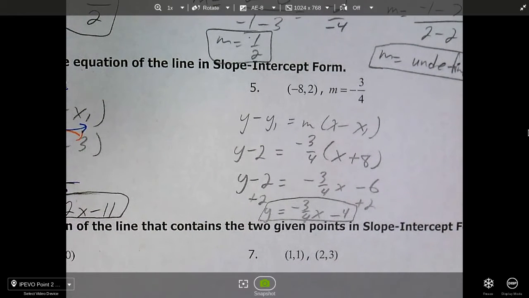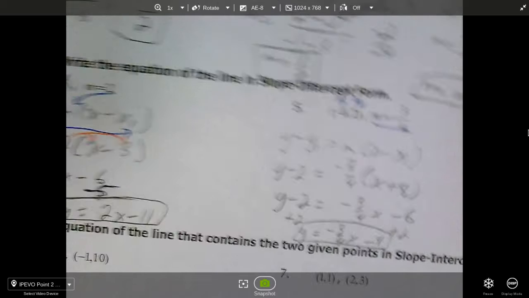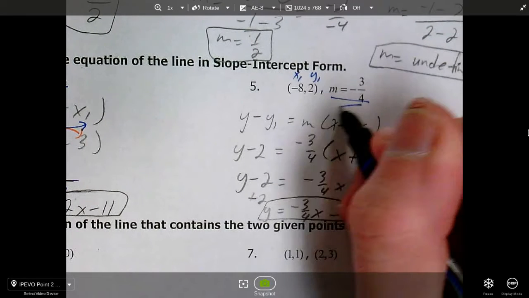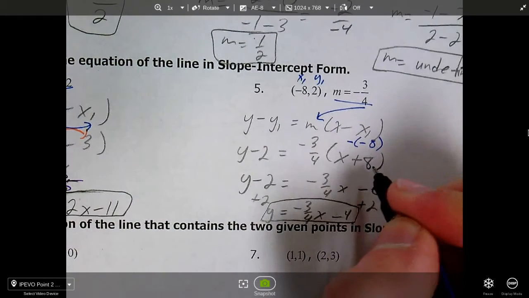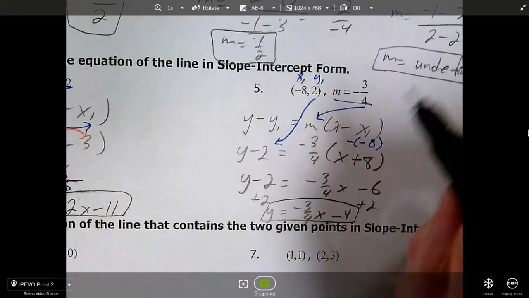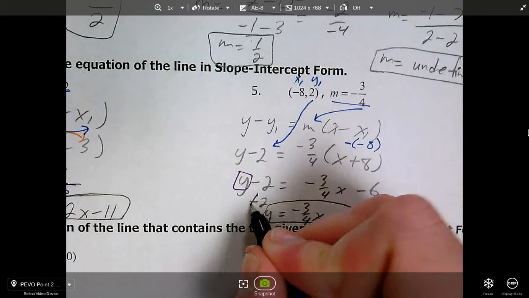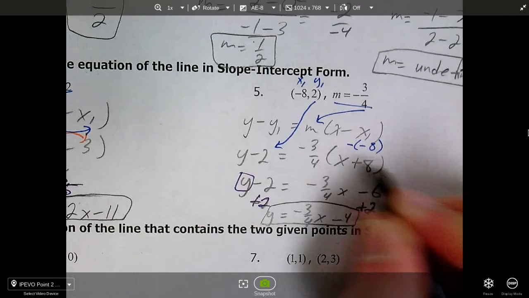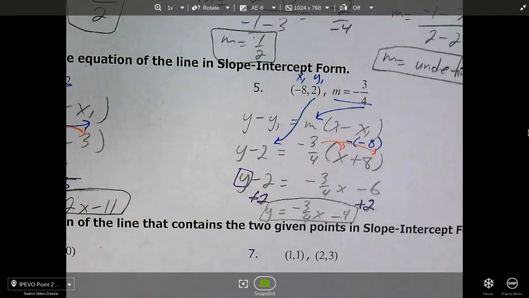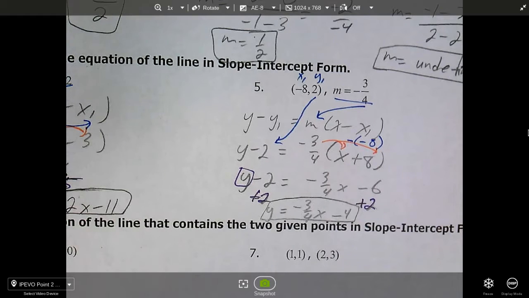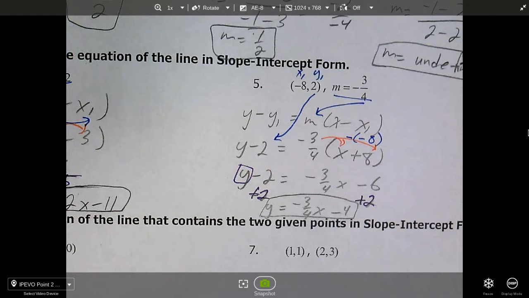Okay, the number 5, x1, y1, and we have a slope. So our slope in this formula gets filled in right there, so we get a negative 3/4, parentheses x minus a negative 8, so we get a plus 8 right there, y minus 2, and then to get y by itself, add 2 to both sides. Oh, we skipped over the distributing. We have negative 3/4 times 8 is negative 6. And then you add 2 to both sides, so you get negative 4. So y equals negative 3/4 x minus 4.